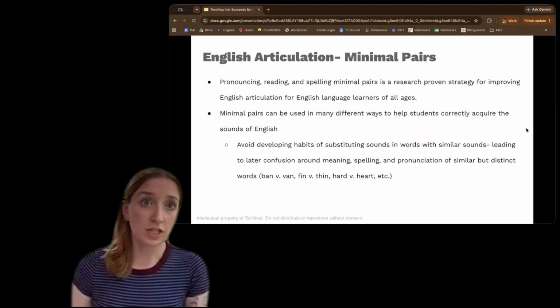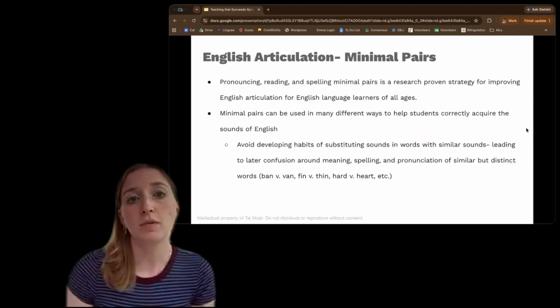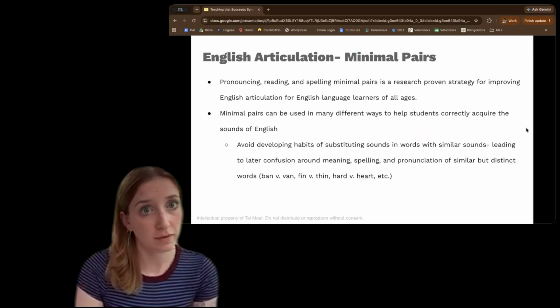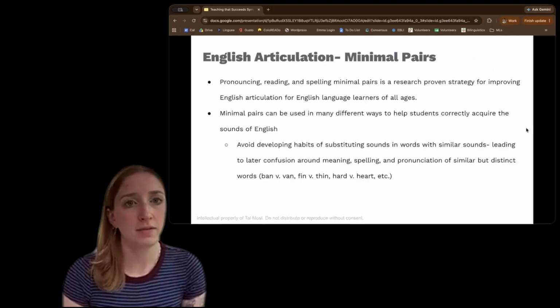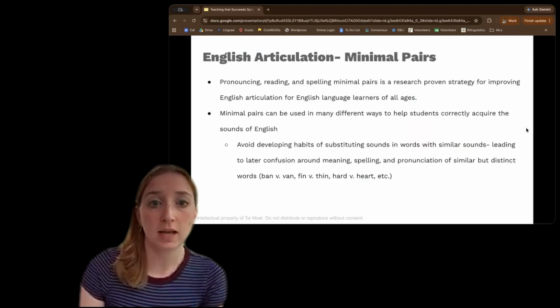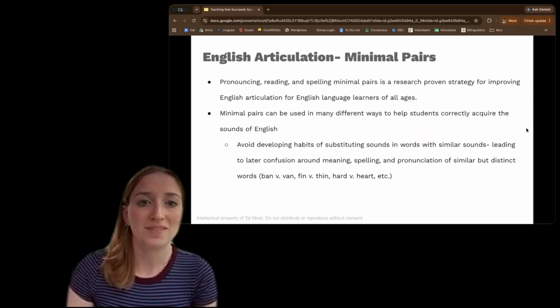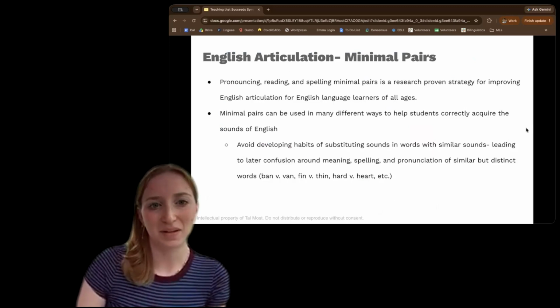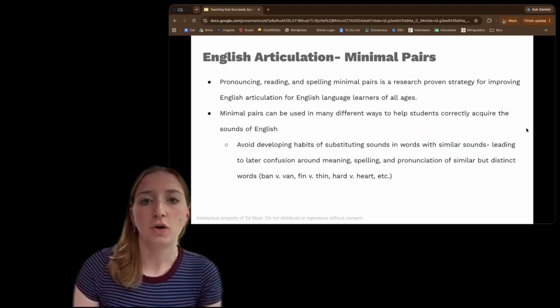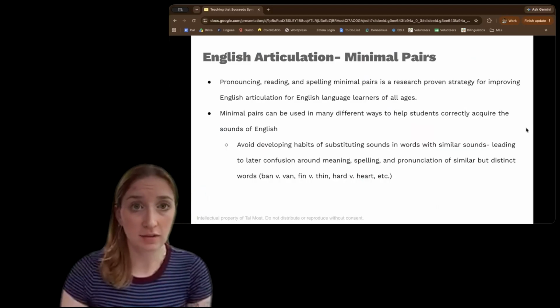So the first strategy that I'm suggesting is the use of minimal pairs. Minimal pairs is a tried and true speech and language pathology activity in which we help students correctly differentiate between the sounds in similar words. These are some examples at the bottom, like ban and van, fin and thin, where only one of the sounds that we hear is different.